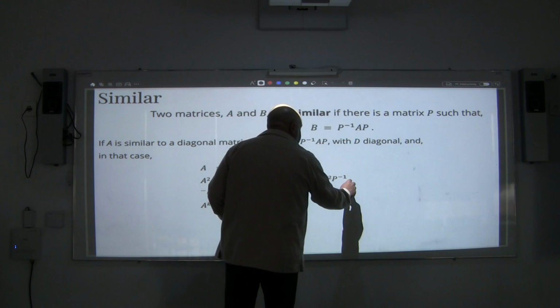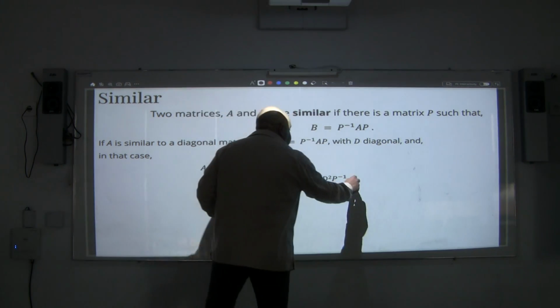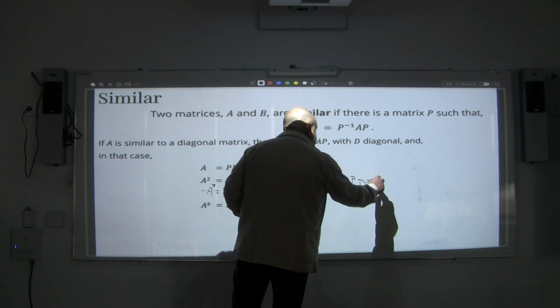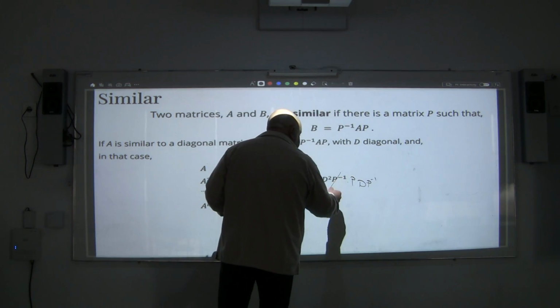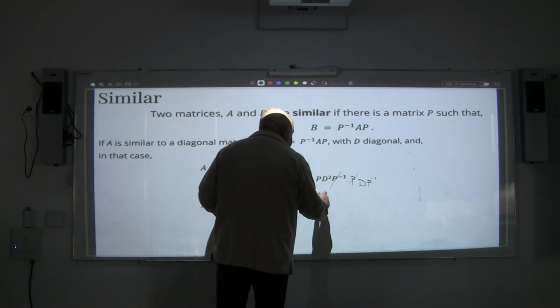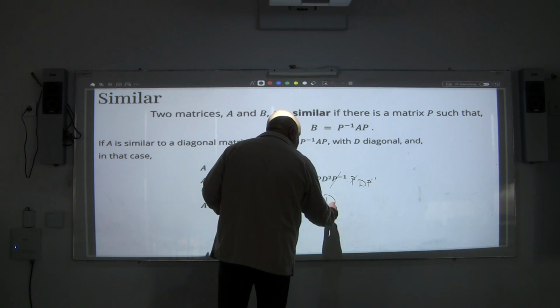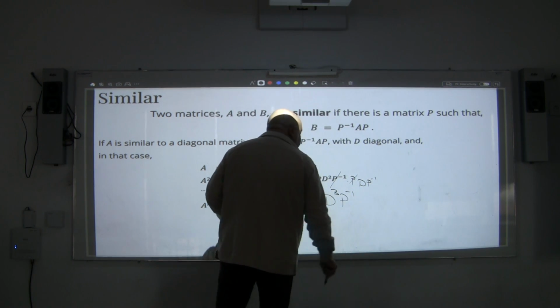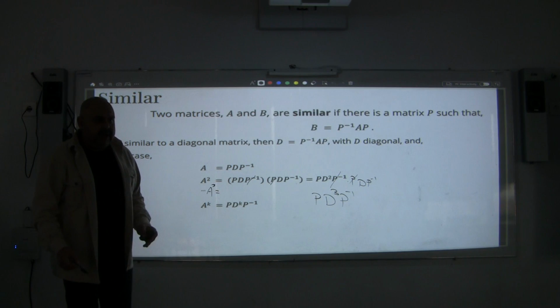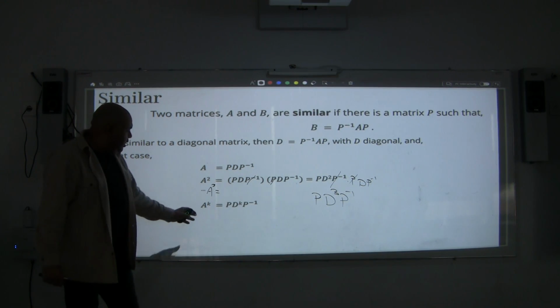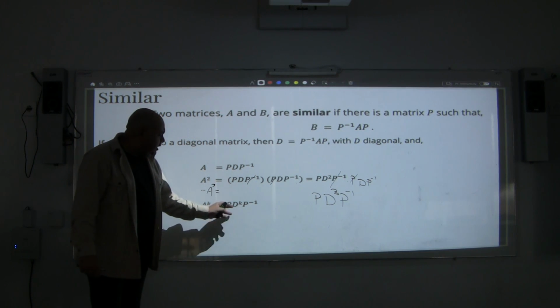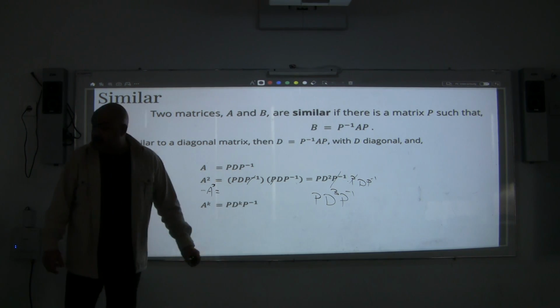I will multiply here also by P, D, P minus 1. And in a similar manner, P minus 1 and P will cancel each other, and you will have P, D cubed times P minus 1, which can be generalized, and it will make your life easier, reaching A to the power of K is equal to P, D to the power of K times P minus 1.